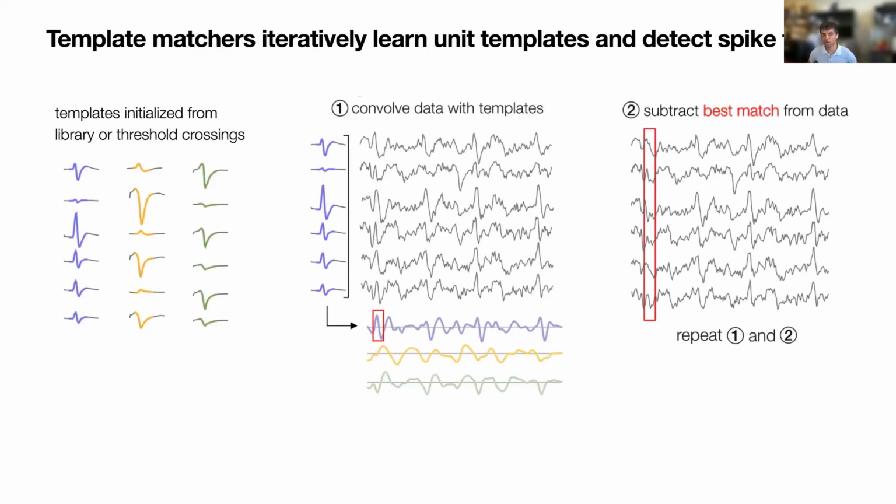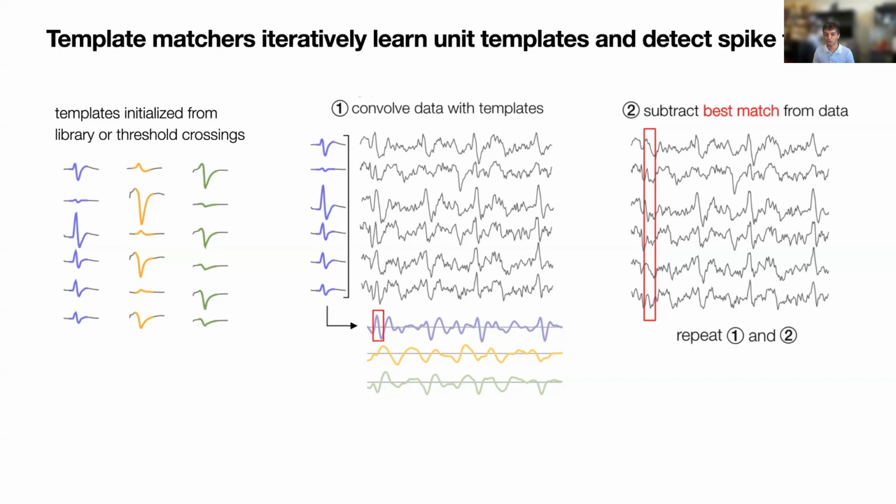So first, just a quick primer on template matching spike sorters. Usually these algorithms start with templates that are initialized either from a pre-existing library of waveform shapes, or you extract the threshold crossings from the current recording and then use those to initialize the templates. And then essentially the way these algorithms find the spike times is that they convolve the templates with the data and basically iteratively subtract the most matching section of the recording.